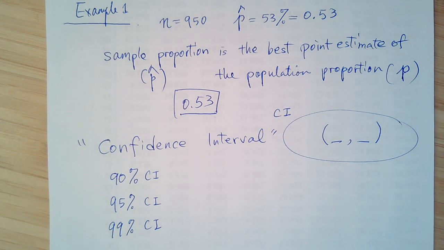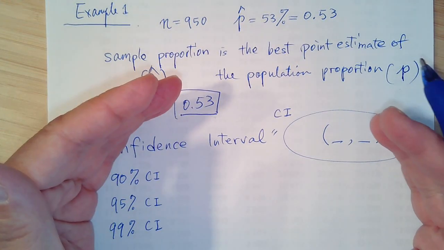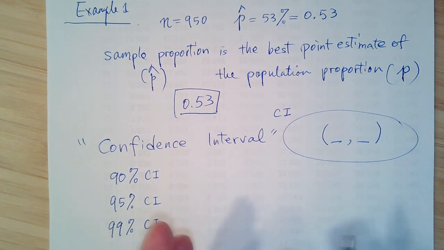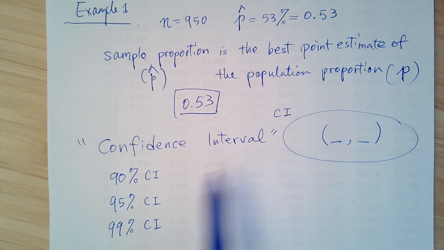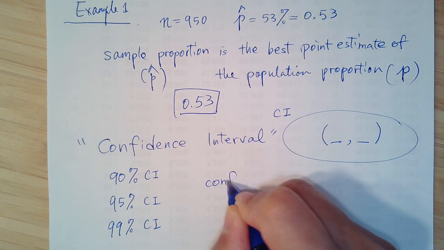If you want to be more confident, if I want to be 100% confident, then the population proportion is going to be between 0 and 100%. And as the confidence level goes lower, from 99% to 95% to 90%, the confidence interval will shrink and shrink, right? So the narrower the confidence interval is, the lower confidence level you have. Make sense? All right, now the other thing we want to know is the confidence level.